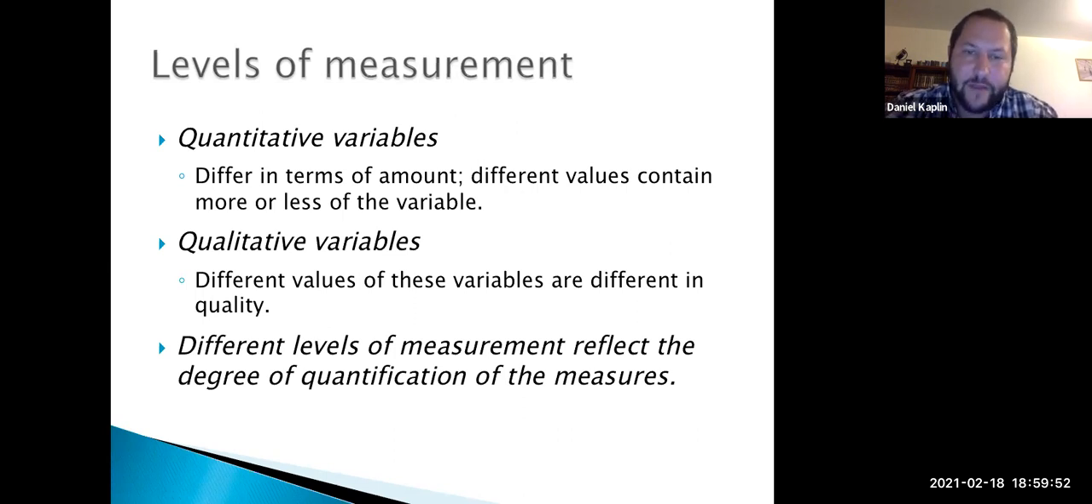So qualitative variables could be categories of gender, right? Categories of ethnicity, political party. So you wouldn't necessarily look at greater than, less than. Now you can get frequency counts on some qualitative data, but quantitative variables are designed to determine more or less of a variable, or things like means and standard deviations.